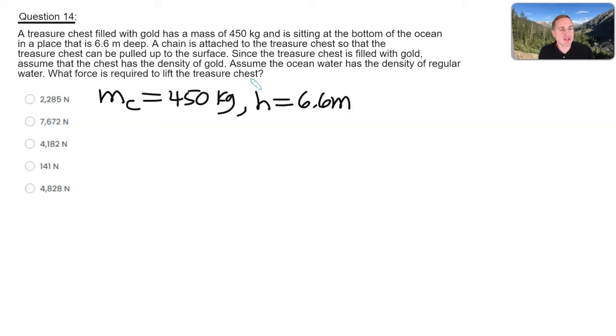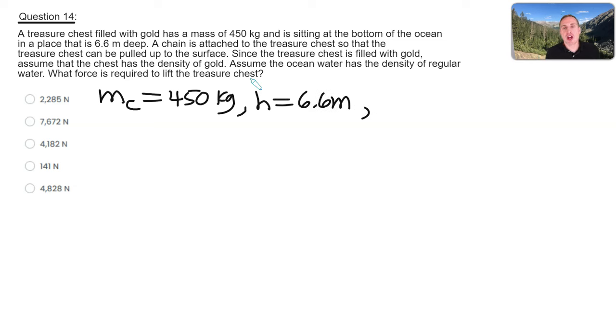Okay, so a couple thoughts as we kind of get going here. So first off, what are we given? That the treasure chest has a mass of 450 kilograms. So M_C, where C just means chest, is 450 kilograms. It's sitting at the bottom of the ocean where the depth, so let's call that H, is 6.6 meters.